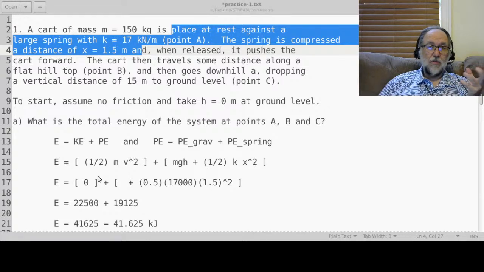Now this sometimes confuses people, because you might say, well, it's obvious there's potential energy due to the spring, but why is there potential energy due to gravity? And that's just because it's up on the top of a hill. That's it. All right, so let me switch back here.